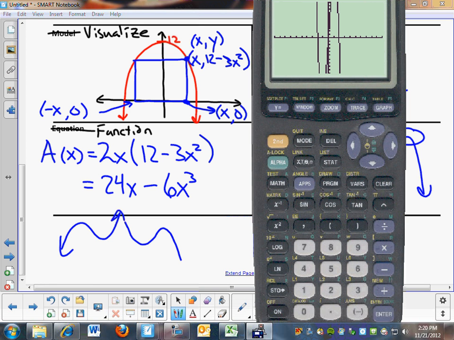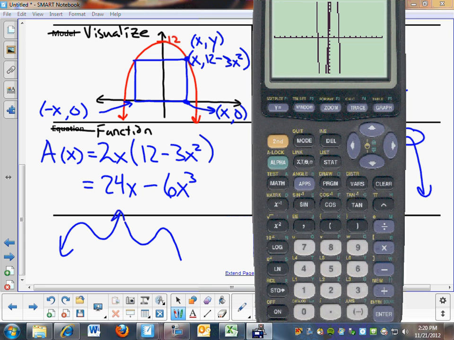You tell me. This is important that you think this through. This is kind of tough. The outputs of this graph, what do they mean? They refer to what in the problem? The outputs refer to area. So all the y values in this graph represent the area. What do the x values represent? Half of the width of the base, right?